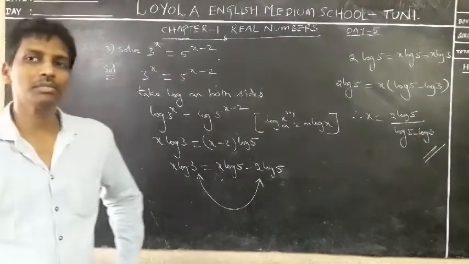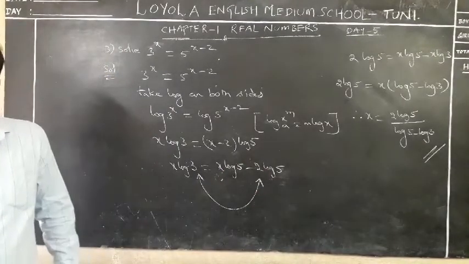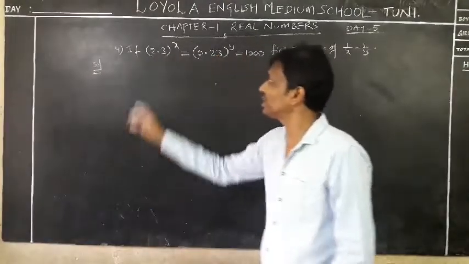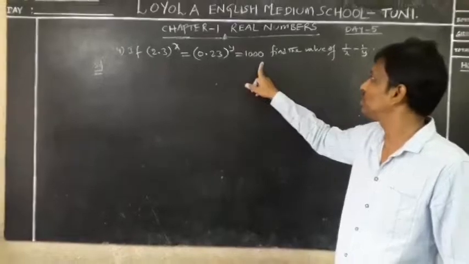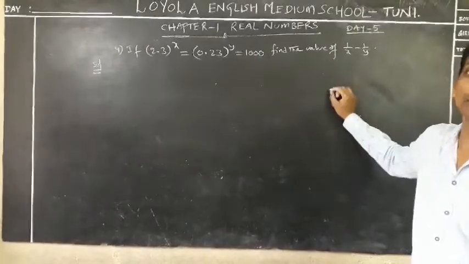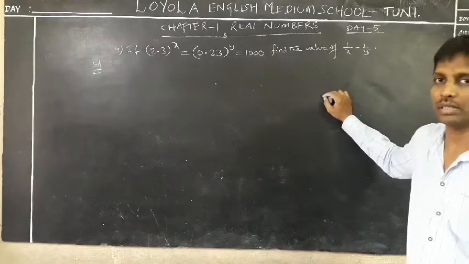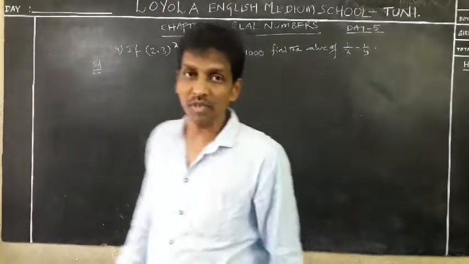Did you understand? Come on, note down this solution. Okay, let us go to the last question. If (2.3) whole power x is equal to (0.3) whole power y is equal to 1000, find the value of 1 by x minus 1 by y. This is a very important question. There is a chance it will be asked for 4 marks in the annual examination. So listen carefully.